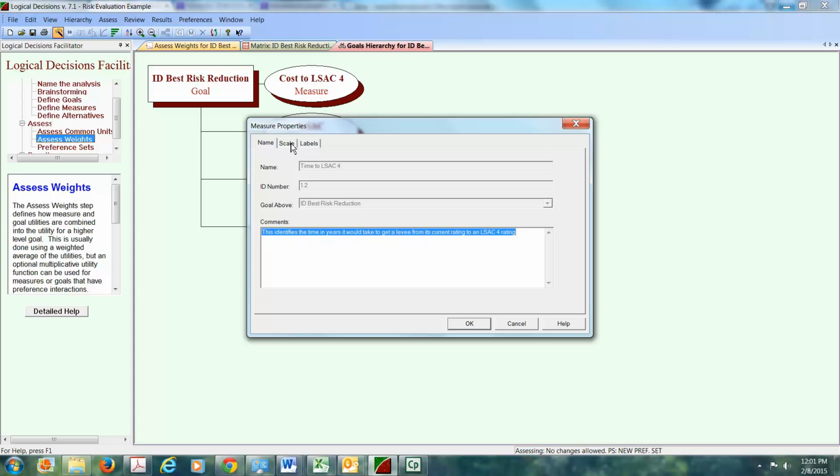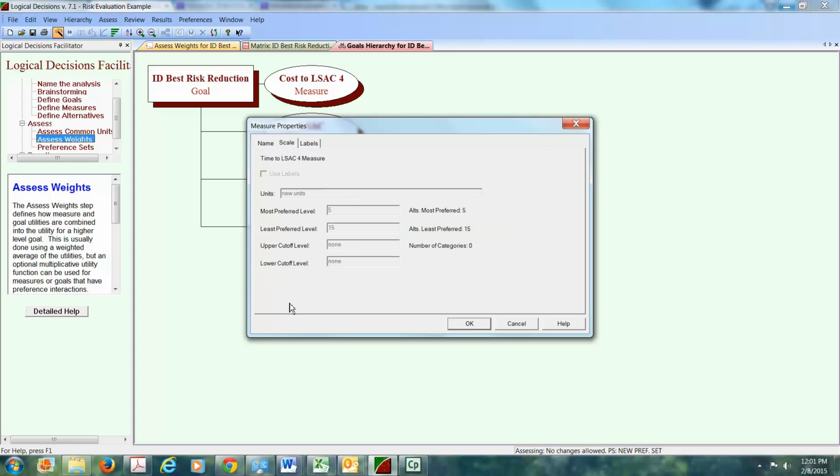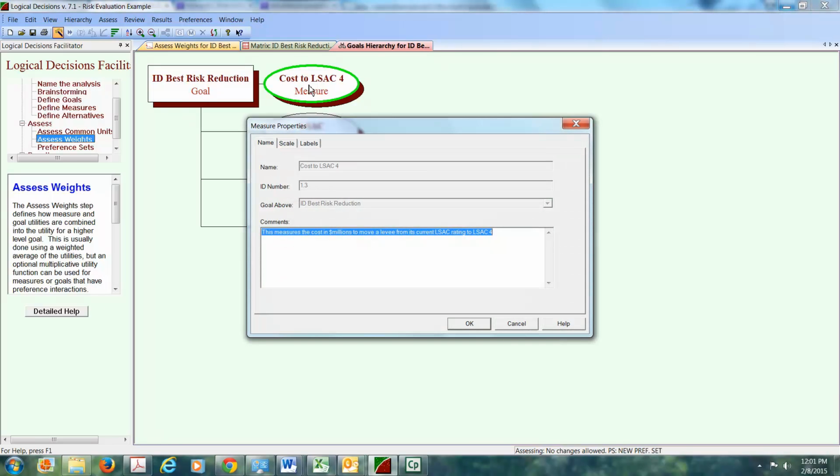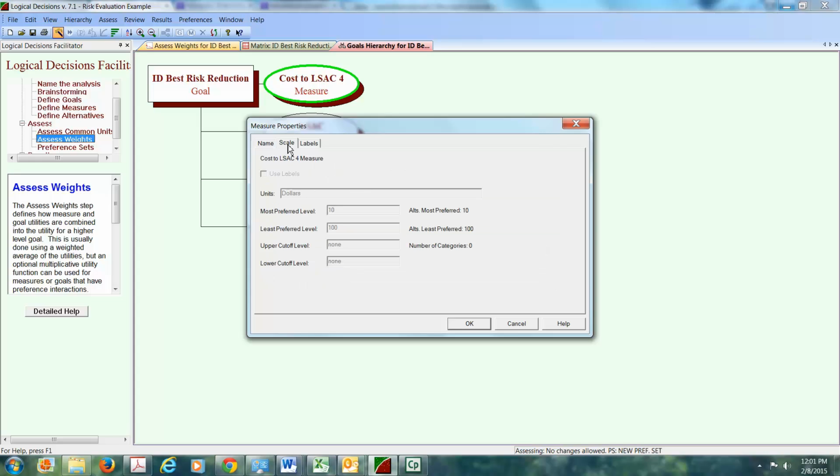Okay? And when I go to the scale, not that we're going to worry about how to use this software right now, the most preferred level would be faster. I've got one project that can be done in 5 years, and of the ones we're looking at, one would take 15 years, and that's less preferred. So less time is more preferred than more time. Let's take a look at cost to the Lsat. This is the cost measured in millions of dollars to move a levy from its current Lsat rating to an Lsat 4. And once again, less cost is more preferred to higher costs.